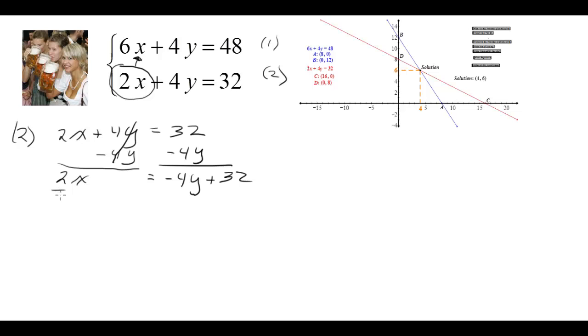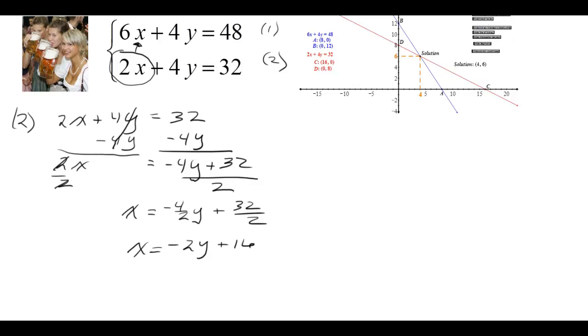I want to divide by 2 because I want a coefficient of 1. And if I divide one side by 2, of course I have to do both sides. 2 divided by 2 is 1. 1 times x is x, which is precisely what I want. And this becomes minus 4/2 y plus 32 divided by 2. I can simplify that. That's minus 2y plus 16.